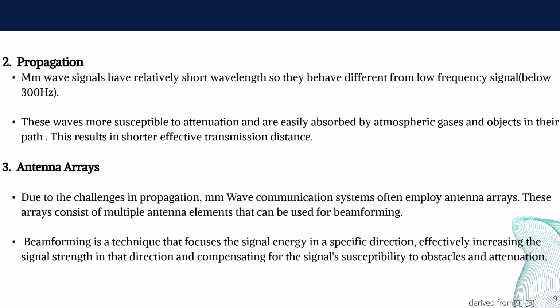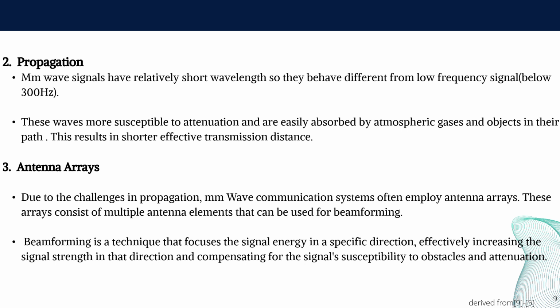Next, after the generation of the millimeter wave, is the propagation. Moving to the propagation, millimeter wave signals have relatively short wavelength, so they behave differently from low frequency signals. These waves are more susceptible to attenuation and are easily absorbed by atmospheric gases and objects in their path. So millimeter waves result in a shorter effective transmission distance.